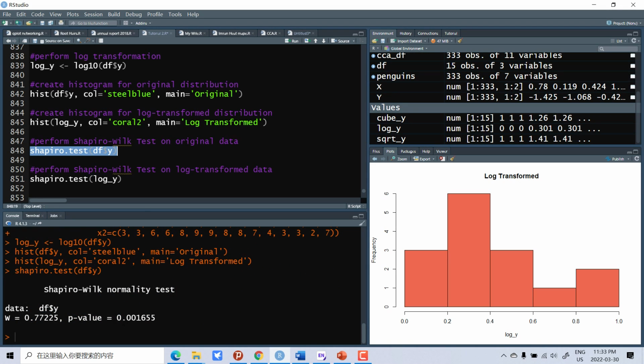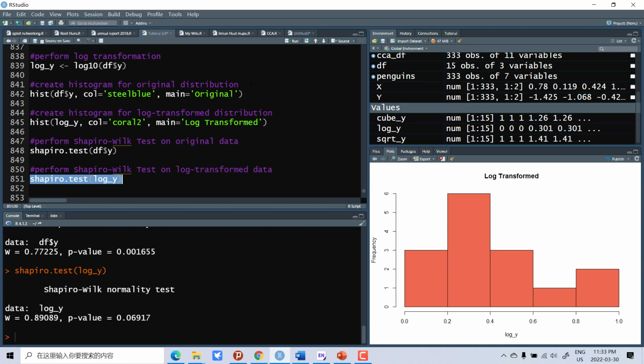Here we can see the p-value. This shows that the data is significantly different from normal, meaning it is not normally distributed. This is the difference. Now we will perform the Shapiro test for log. Here you can see it is not below 0.05, it is more than 0.05. So it means that the data is not significantly different from normal, so it is normally distributed.